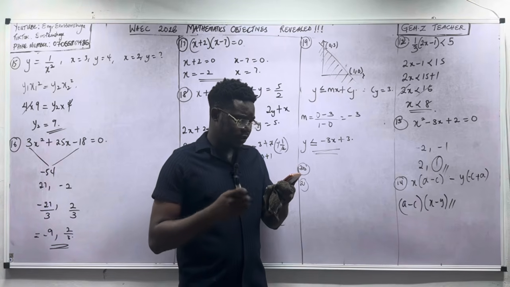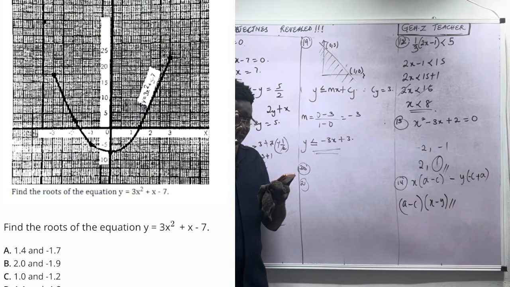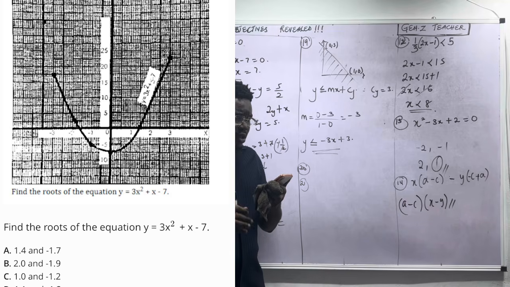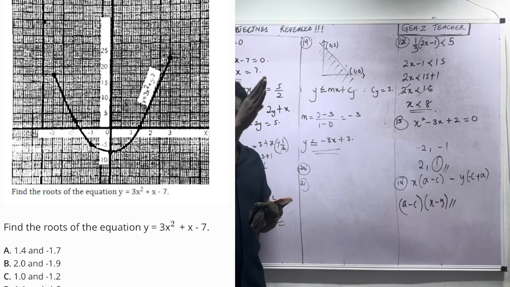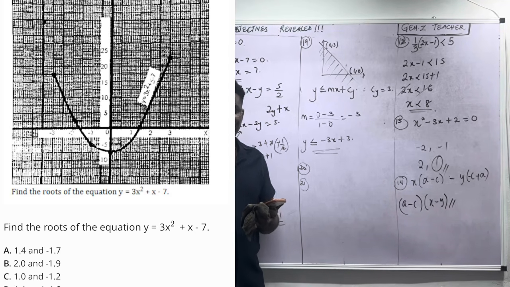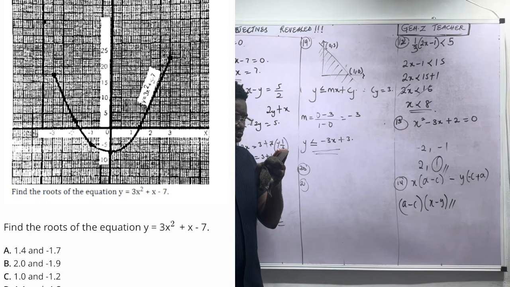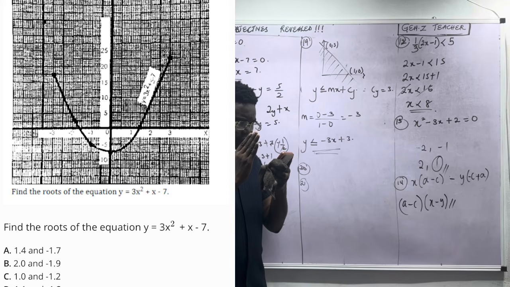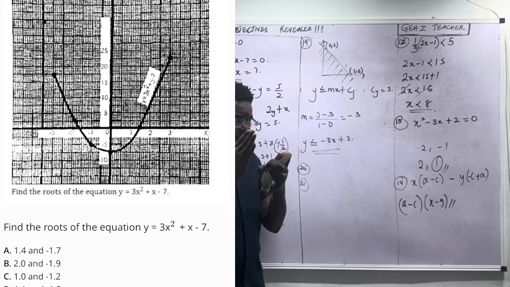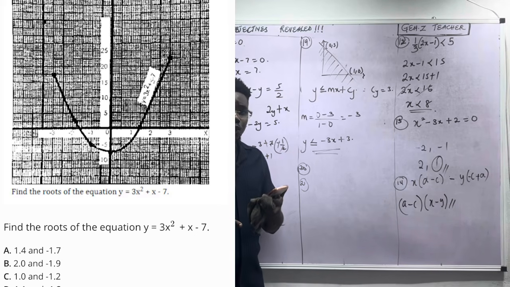Number 21 says, find the root of the equation. Now, that's the graph on your screen again. Look closely. The roots are the points where the graph cuts through the x-axis, on the negative and positive side. Looking at the graph very well, it cuts through the negative part between minus 1 and minus 2, but beyond minus 1.5. So that should be around minus 1 point something, let's say minus 1.7. And the only option close to that is option A. So the answer should be 1.4 and minus 1.7.